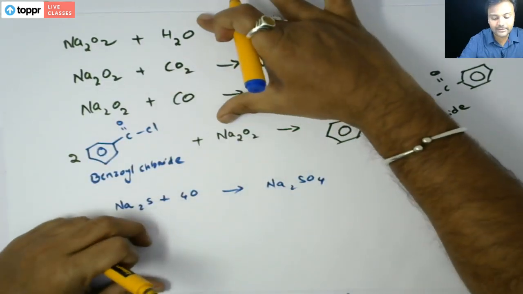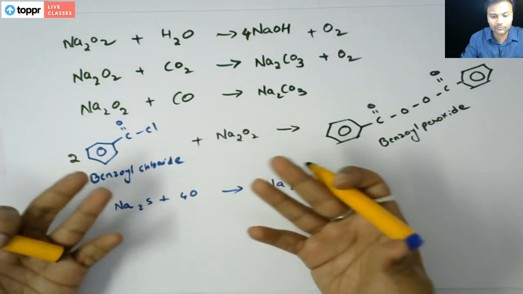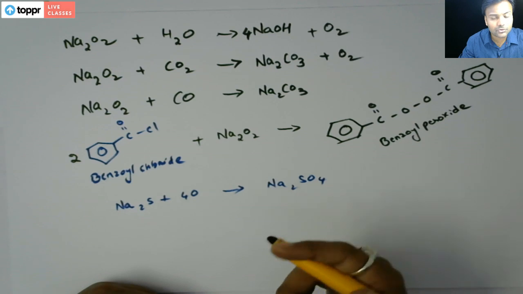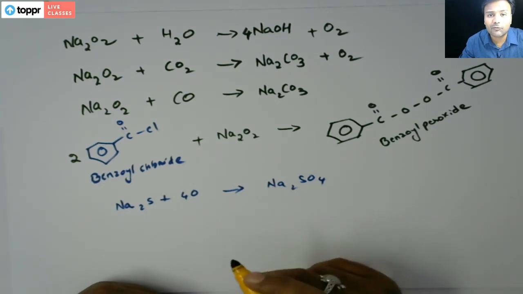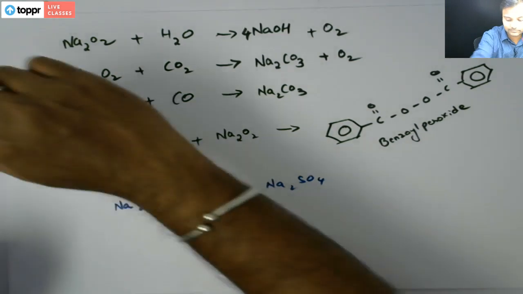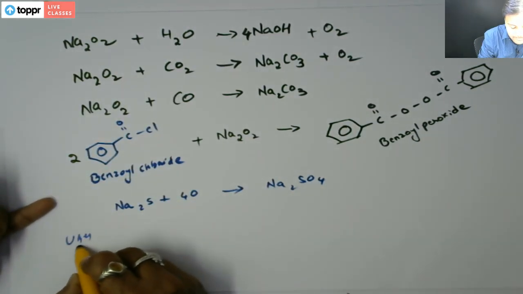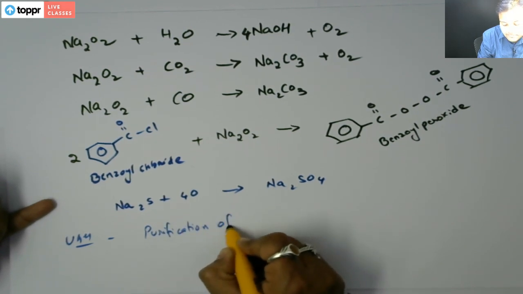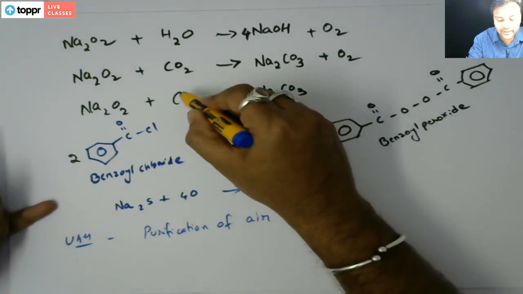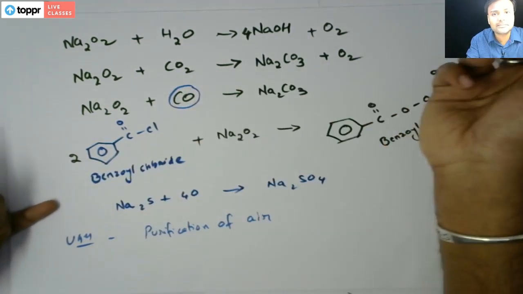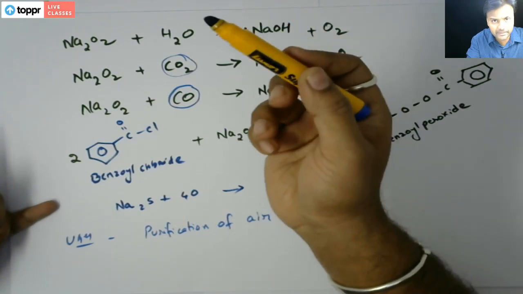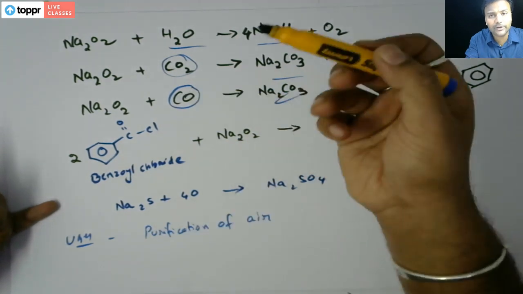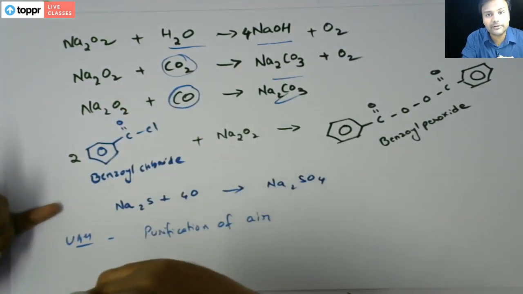So by looking at this especially, what can you see? That means, what is the main use of sodium peroxide? Sodium peroxide can be used for purification of air, because you can see in the above reactions, it is reacting with carbon monoxide present in the atmosphere, carbon dioxide again present in the atmosphere, and water, converting to sodium hydroxide and sodium bicarbonates. So it is mainly useful for the purification of air.